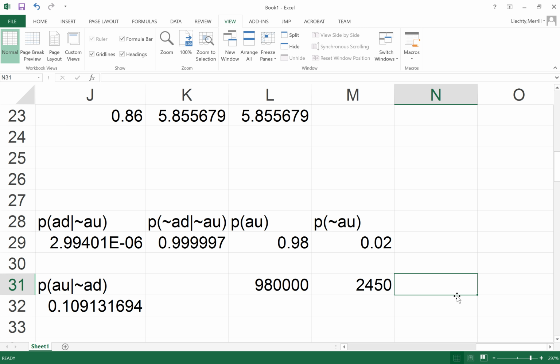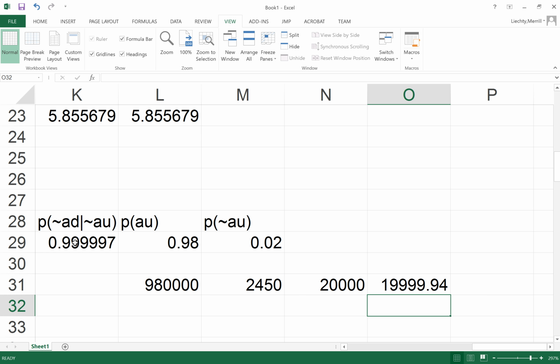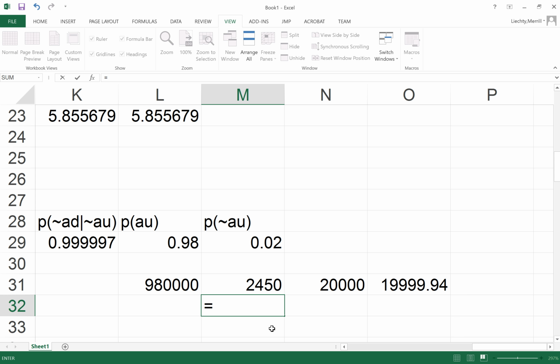Okay, of that same 1 million people, how many are not authorized? 20,000. Right? So we have 20,000 that are not authorized. They show up. How many of those are not admitted? Well, it's 20,000 times this number here, which is basically 20,000. So if I take 2,400 and I divide 2,400 by 2,400 plus basically 20,000, what do you think I'm going to get? It's about 10%.